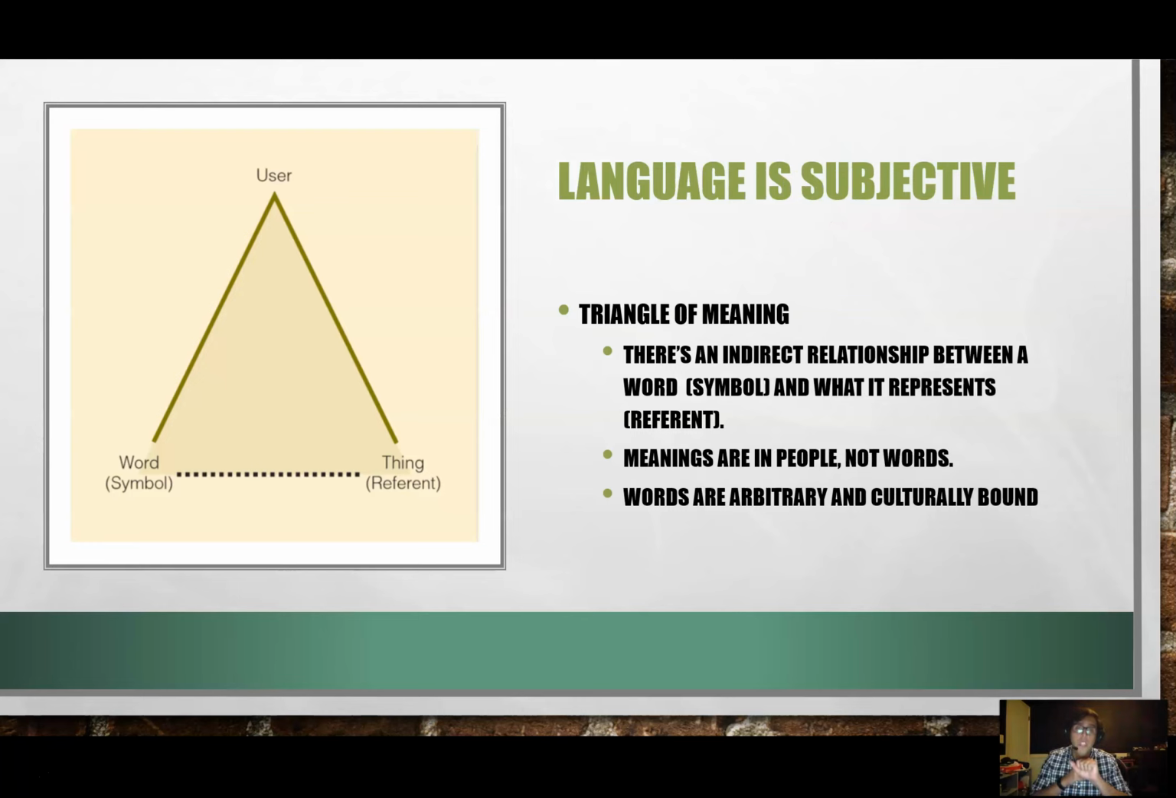Language is also subjective. The triangle of meaning shows that there is an indirect relationship between the word, the symbol, and what it represents, or the referent. As you can see, the user has a certain meaning for the word and a certain meaning for the thing that it is trying to represent. But there is an indirect correlation between those two because there can be multiple meanings for a certain word. So meanings are in people, not in words, and we create the meaning for these words.